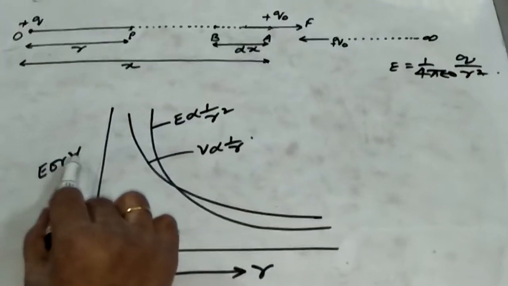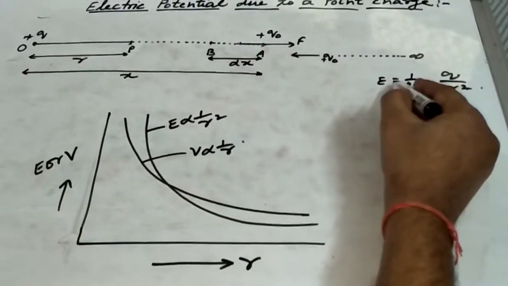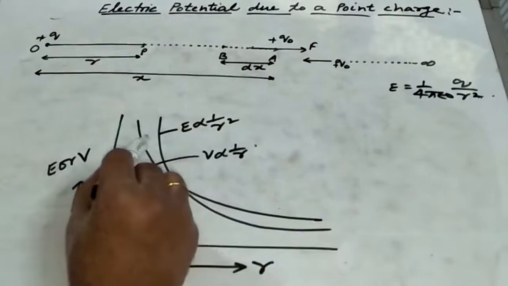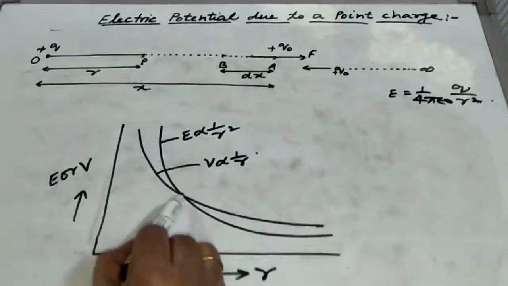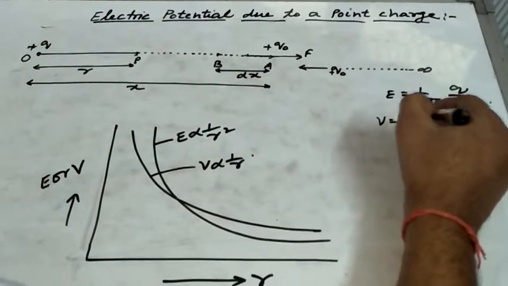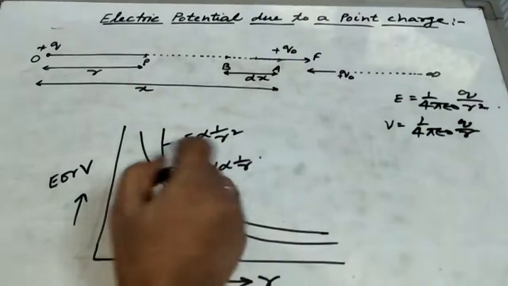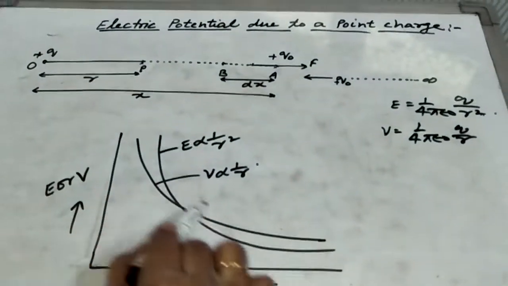And when you draw the graph between electric field and potential with respect to distance R due to a point charge, then electric field is inversely proportional to R square. So that graph is steeper, given by this one here. And electric potential V is equal to 1 upon 4 pi epsilon naught Q by R. So that one is given by this one here.